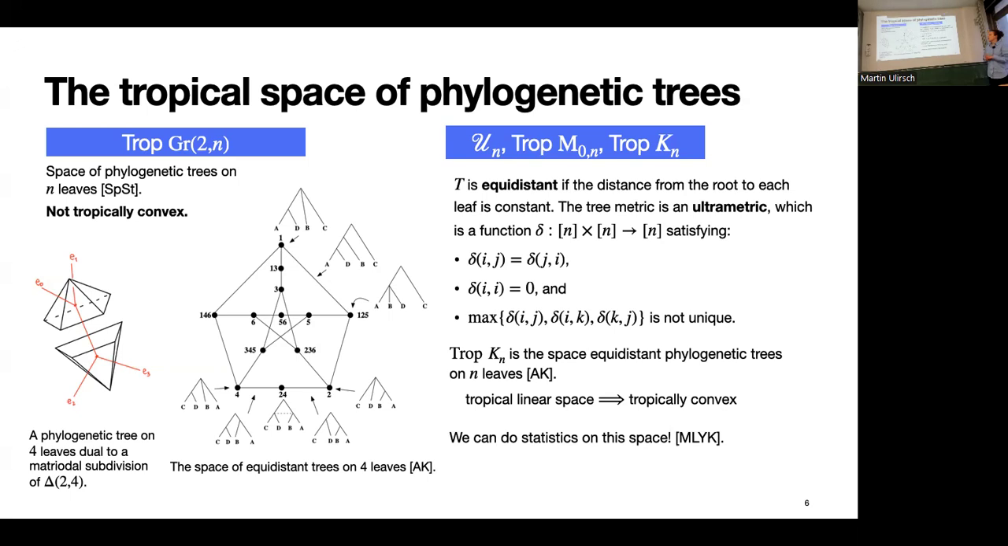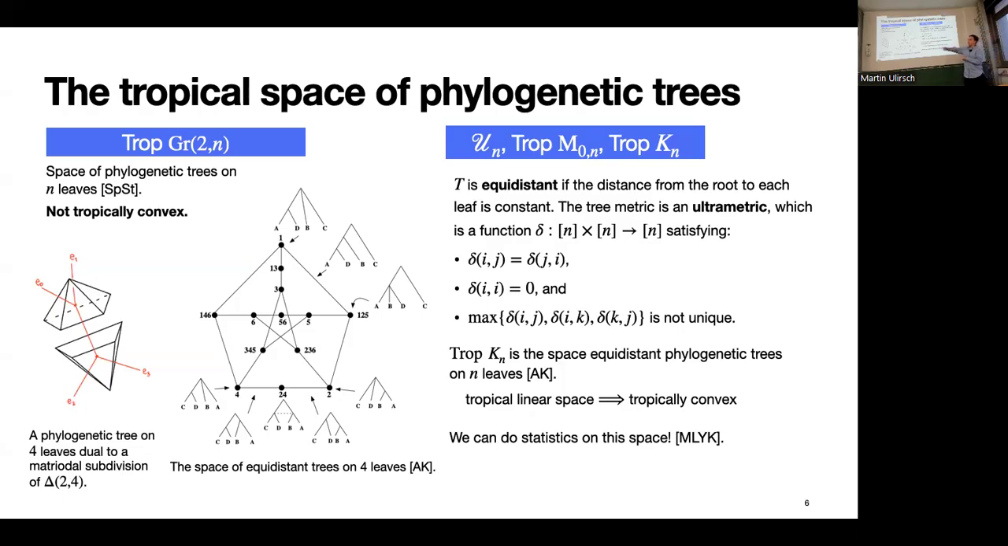And these tree metrics satisfy this additional rule that the maximum of the distances on any triple of leaves is achieved at least twice. And this is a tropical linear equation. So this exactly defines the tree metrics that are equidistant, and this space is a tropical linear space. This was first done by Ardila and Klivans in their paper on the Bergman fan of the graph and the space of phylogenetic trees.